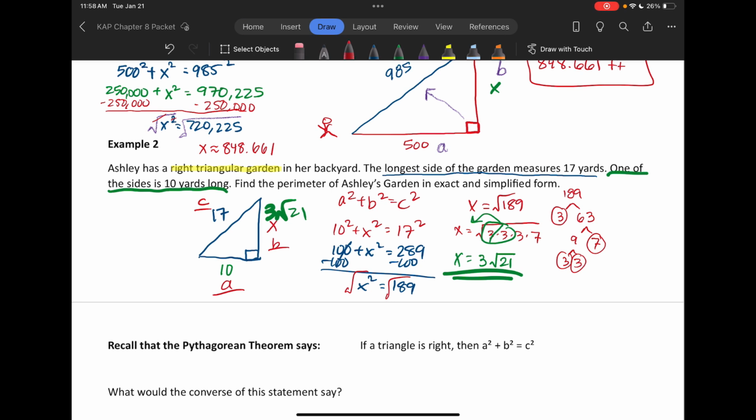Now, the question asked us to find the perimeter. The perimeter would be found by adding up all the sides. So my side lengths, we have 17, we have 10, and then we have 3 root 21. Right? Well, we looked at adding and subtracting radicals in our radical review. The only way I can add something to a square root is if it has the same number under the square root. So I can't combine the 3 root 21 with anything, but I can combine the 17 and 10. So my perimeter would be 27 plus 3 square root of 21. And the units we're looking at here is yards.